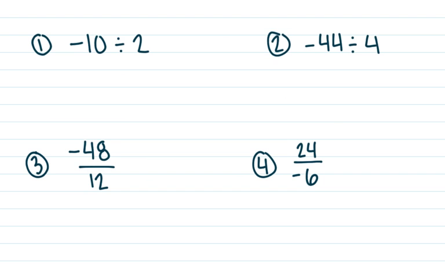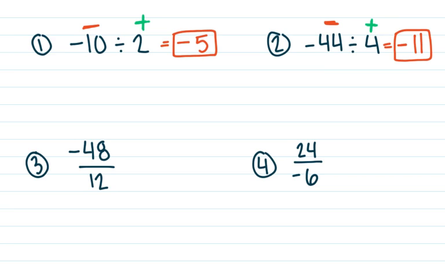So let's practice that. On number 1, I have a negative being divided by a positive. So different signs means that my answer is going to be negative, and 10 divided by 2 is 5. So my answer is -5. On number 2, I have -44 being divided by a positive 4. Different signs, so my answer is going to be negative, and 44 divided by 4 is 11. So my answer is -11.